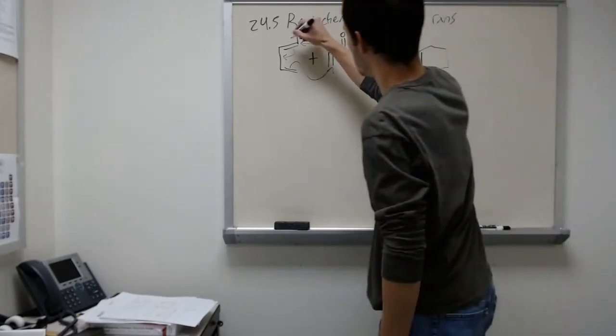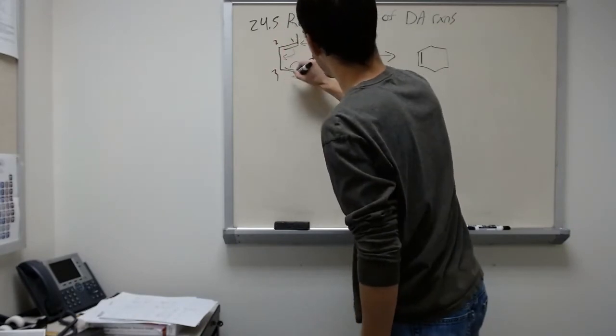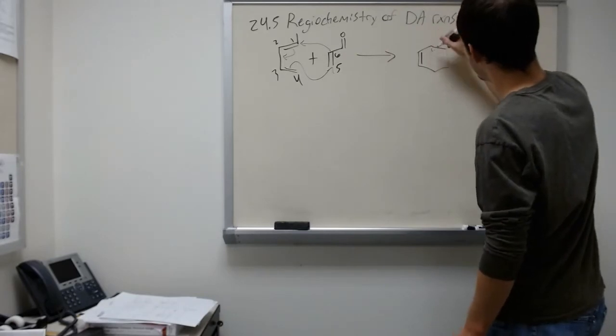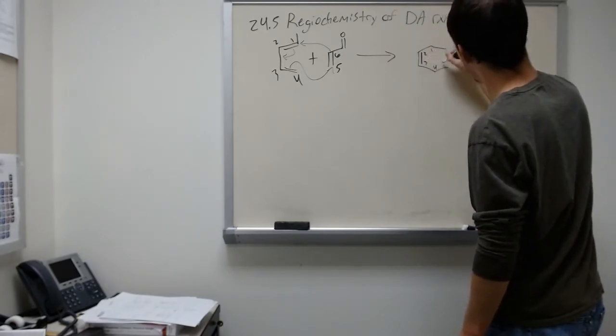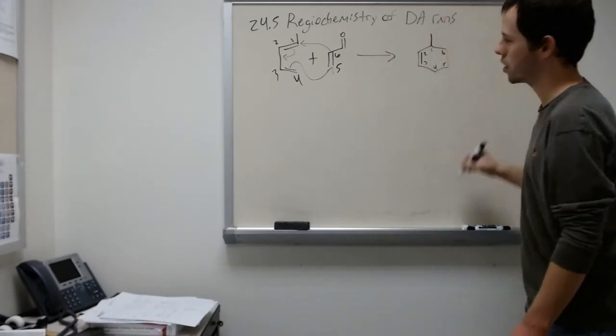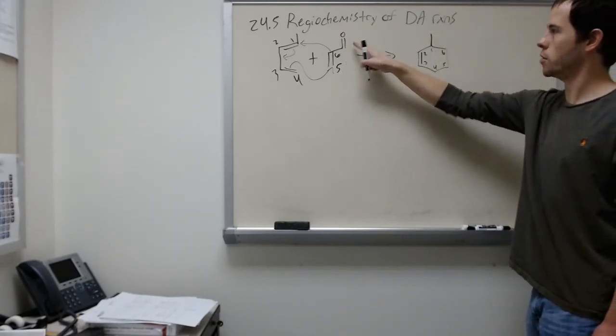If we number our carbons, 1, 2, 3, 4, 5, 6. The 1 carbon's here, 2, 3, 4, 5, 6. On the 1 carbon is the methyl group. And then on the 6th carbon is the aldehyde.